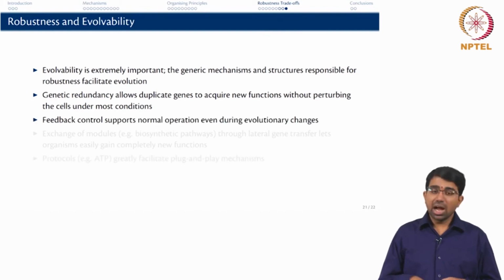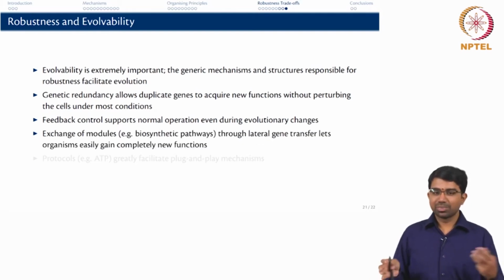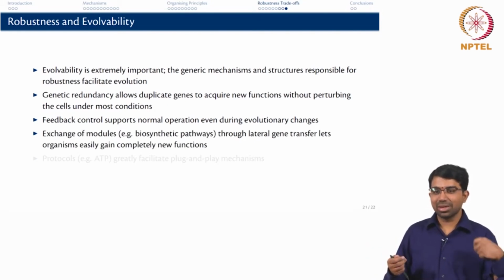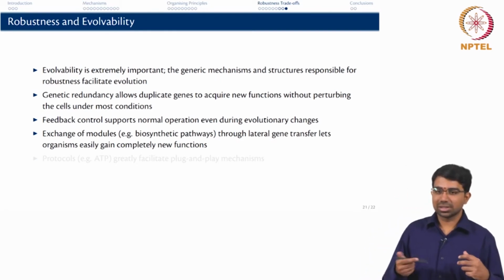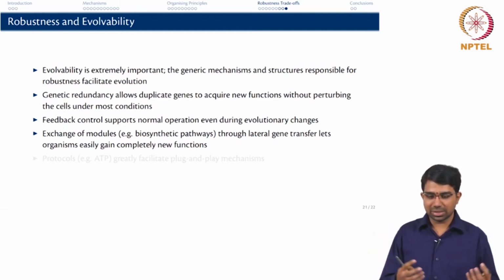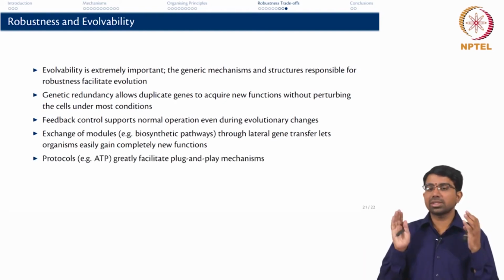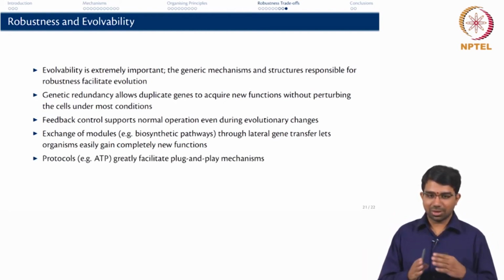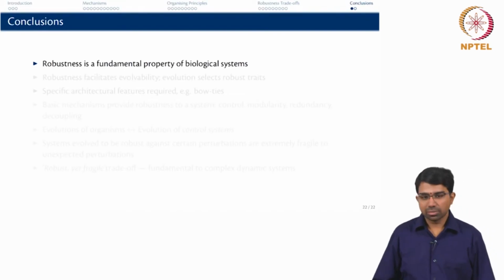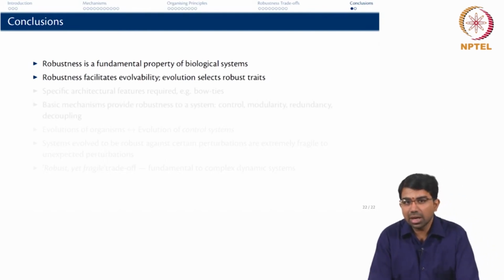function, right. And feedback control supports normal operation even during these changes and perturbations, and you can also import modules. A lot of times you see antibiotic resistance, these clusters are taken by horizontal gene transfer or lateral gene transfer. These are available to a cell in the environment or wherever, it just picks these, integrates them into the existing cellular machinery, and you have the same protocol across cells, right, or across pathways, across systems. So, to conclude, robustness is a fundamental property of nearly all biological systems. It facilitates evolvability and in fact evolution selects for robust traits, right.